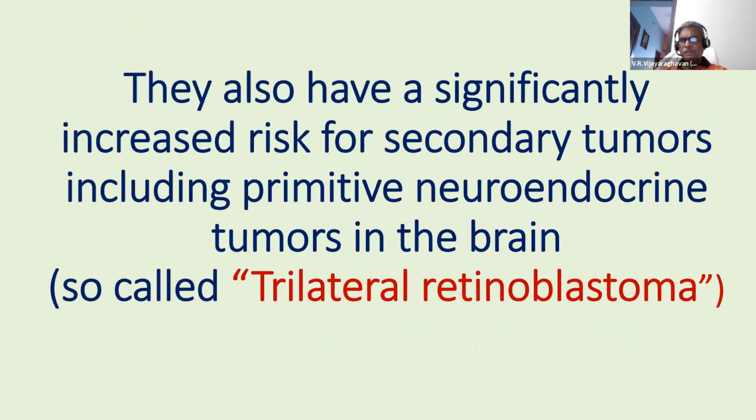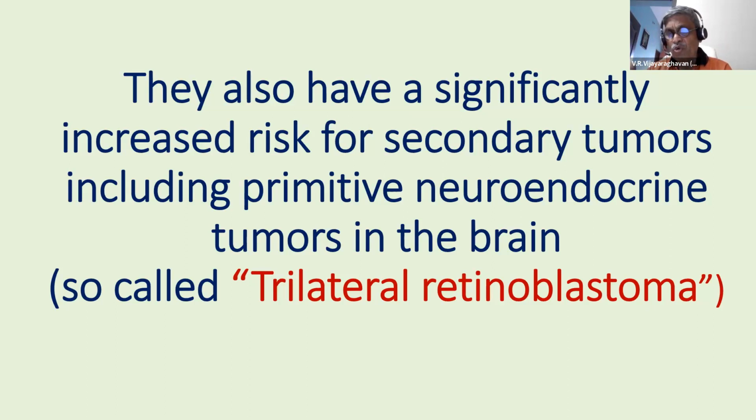Sometimes retinoblastoma is there in the right eye, and in the left eye. He also has a pineal body tumor. That is called trilateral retinoblastoma. You know why? The retina is a neural ectodermal structure, and the pineal body is also a neural ectodermal structure, so they can get involved easily. That is why a patient with right eye and left eye retinoblastomas along with a pineal body tumor has what is called trilateral.